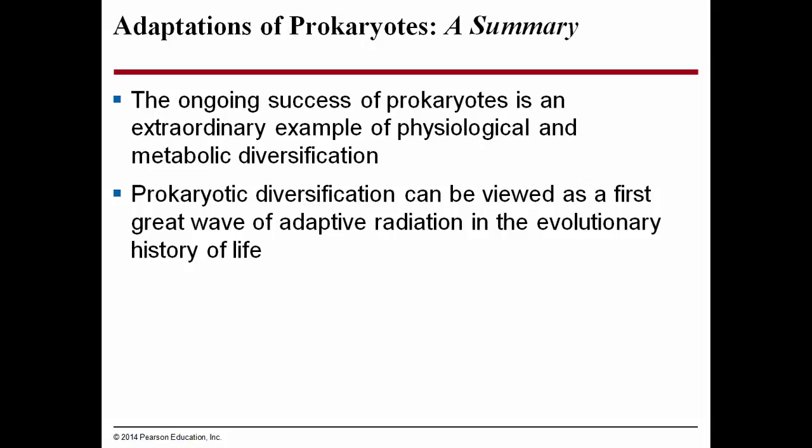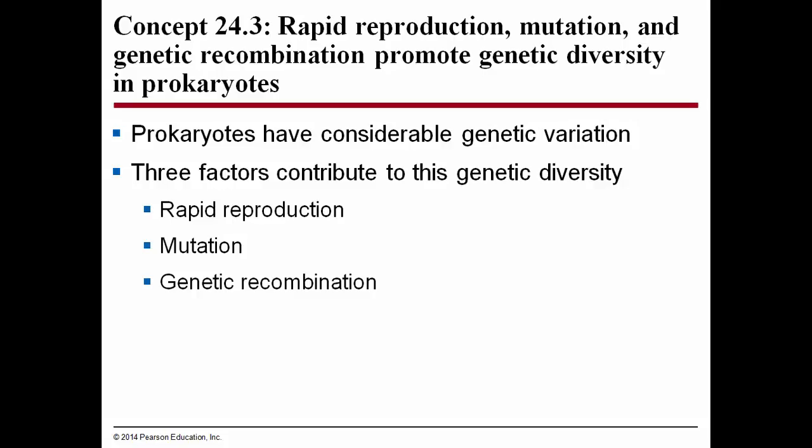Prokaryotic diversification can be viewed as a first great wave of adaptive radiation in the evolutionary history of life. Rapid reproduction, mutation, and genetic recombination promote genetic diversity in prokaryotes. Prokaryotes have considerable genetic variation. Three factors contribute to this genetic diversity. Rapid reproduction, we're already familiar with that. Bacteria grow very rapidly. It's why you get sick overnight. Mutation: bacteria are susceptible to normal rates of mutation. They're not exceptional, but because they reproduce so rapidly, any mutation that does occur is immediately duplicated and thrown into the gene pool. And genetic recombination.